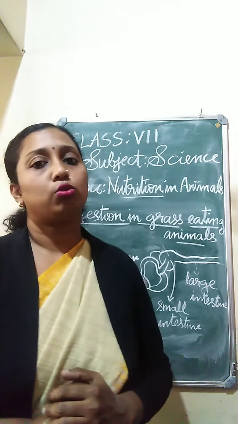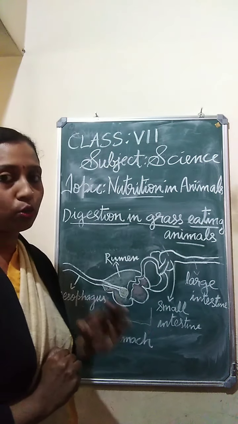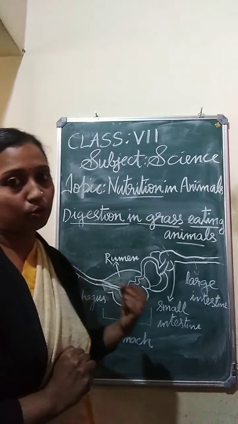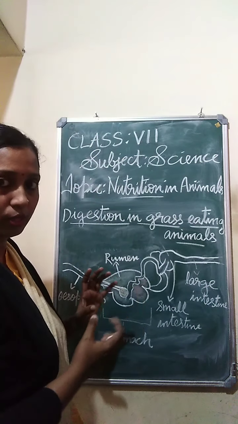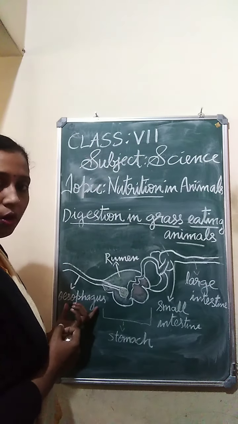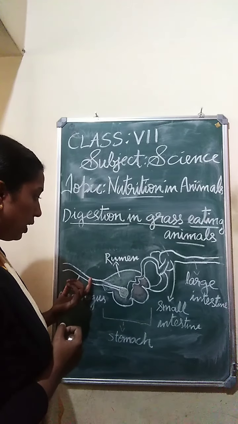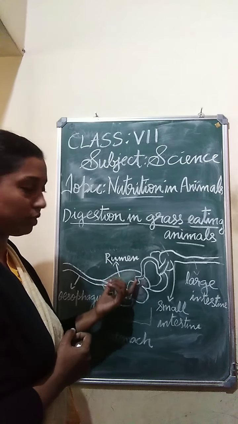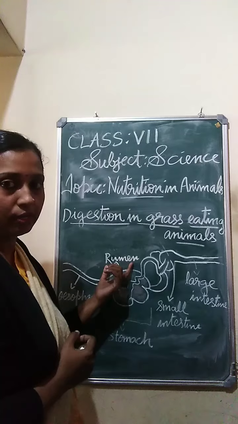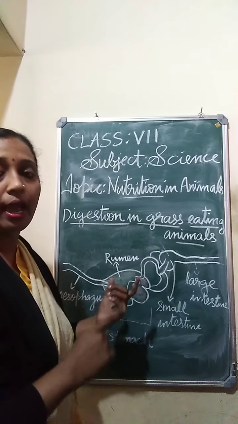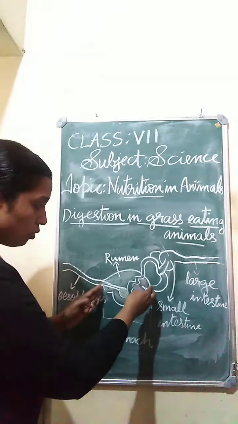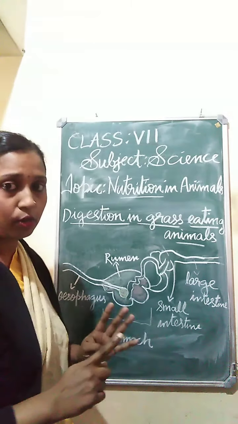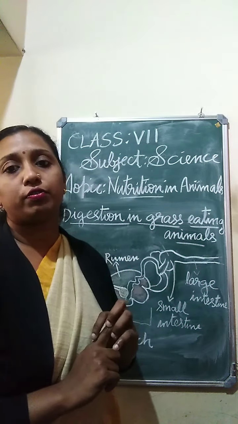So we'll just go through the digestive system in ruminants. The food is taken through the mouth, goes to the next part known as the esophagus. From the esophagus, the food is passed to the next part known as the rumen. Actually, this whole structure is known as the stomach, and rumen is one of the parts of the stomach.